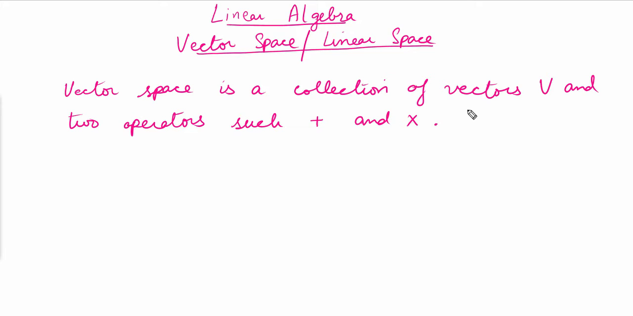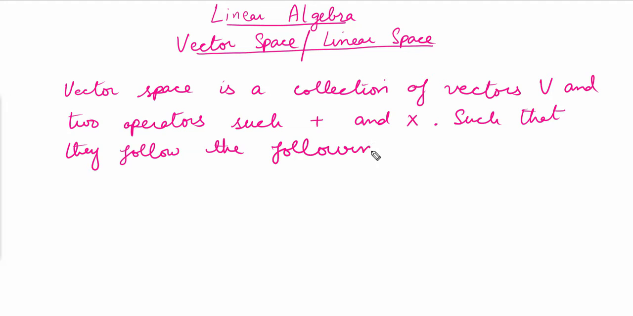So for a vector space to exist, first of all, it's a collection of different vectors, and those vectors should be added with each other, they should be multiplied with each other, and they should also follow the following properties. Then we will call it a vector space. So the properties that they have to follow are, I'll write it here, such that they follow the following properties.